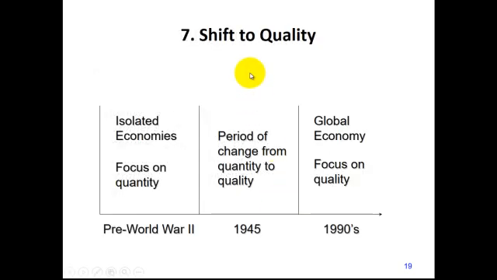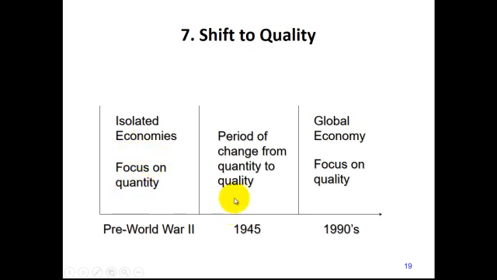This is the shift to quality. Before industries, the economies were depending on the quantity. This was the era, the first era before World War II, 1930s, 1920, and before. There were isolated economies focus on quantity only. They were just considering on the mass production, just produce many items without expecting quality, without incorporating quality. They were just producing a lot of mass production, volume production.